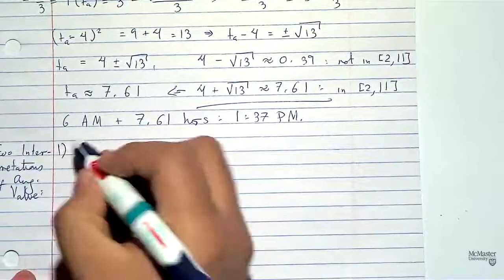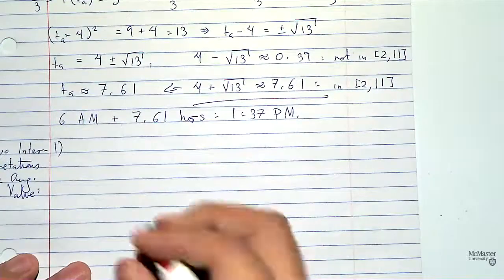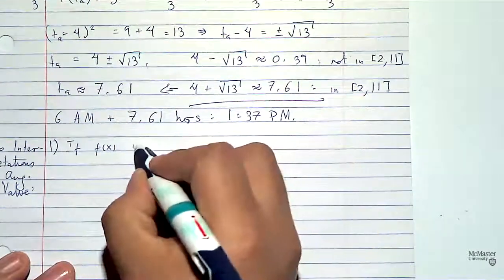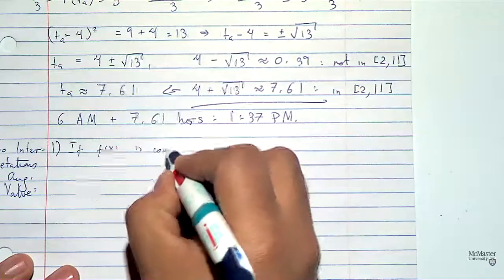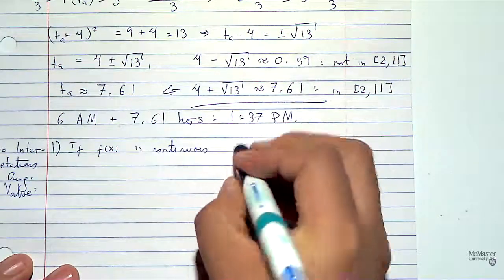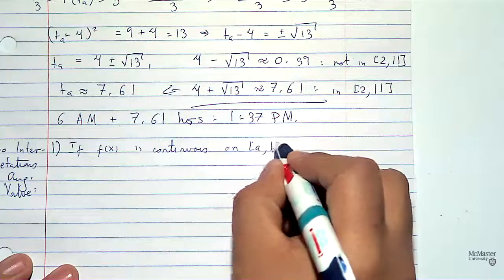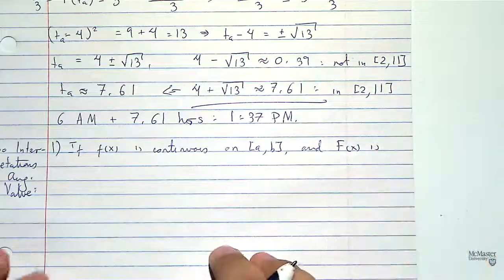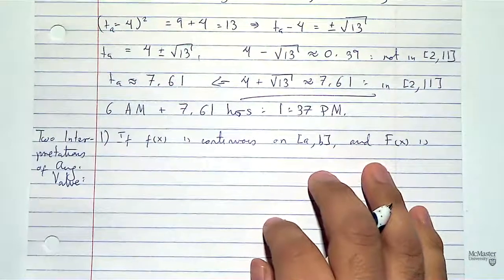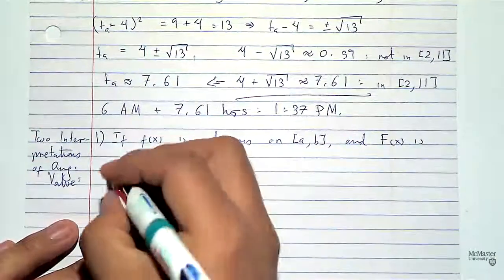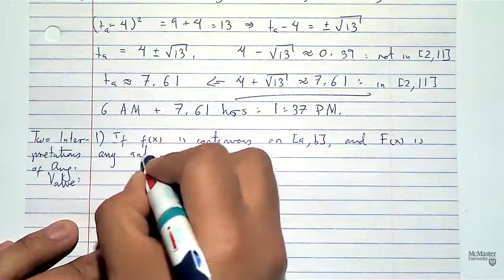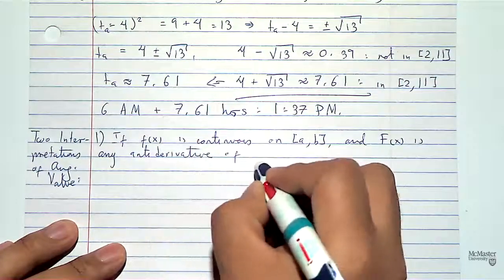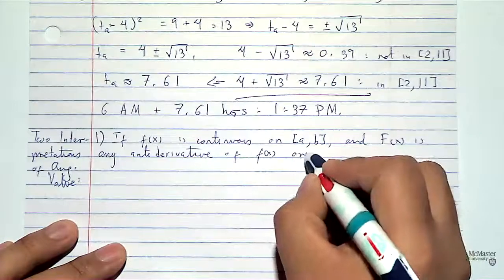So the first one is the following. Let's say that you have a continuous function on an interval AB, and big F of x is any antiderivative of little f of x over the interval.